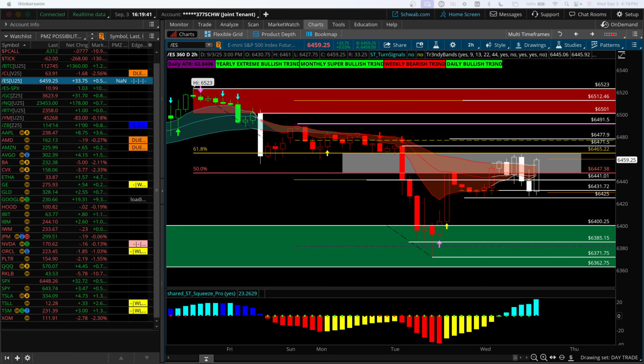I want to recap day trades and swing trades from today, September the 3rd, 2025. I want to start off with the ES futures. Now, I don't trade futures, but I use SPX and SPY to trade based on this futures chart. These levels work amazingly well.